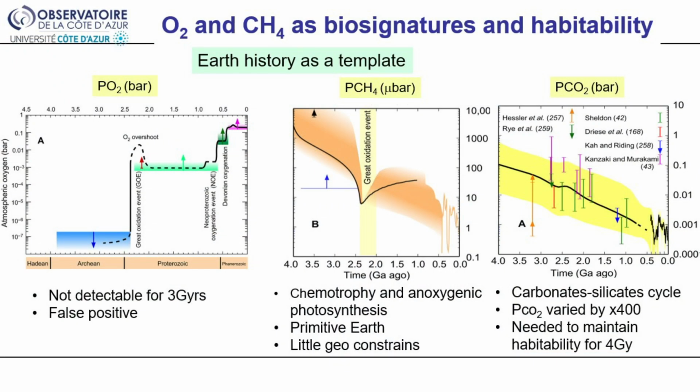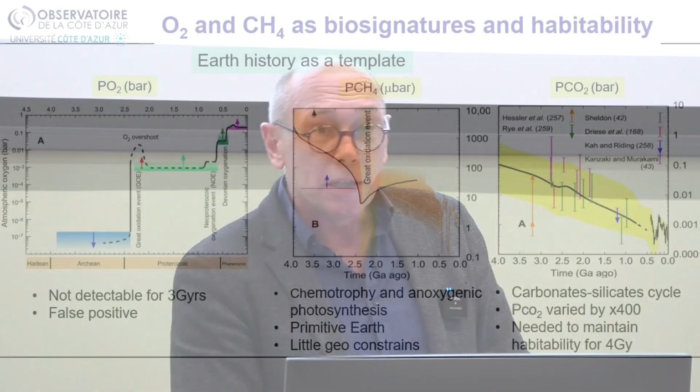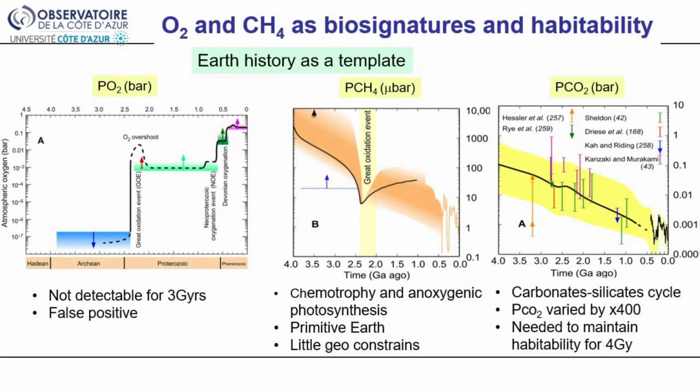So people say, okay, if we detect oxygen, then we're going to have a sign of biological activity. The problem with that idea is, if you look at the Earth's history, you had no oxygen for 2 billion years. The great oxidation event is just a 1% increase of oxygen in the atmosphere, so that's very hard to detect. And in fact, it's only for the last 600-700 million years that you have enough oxygen in the atmosphere to be able to detect it by atmospheric characterization.